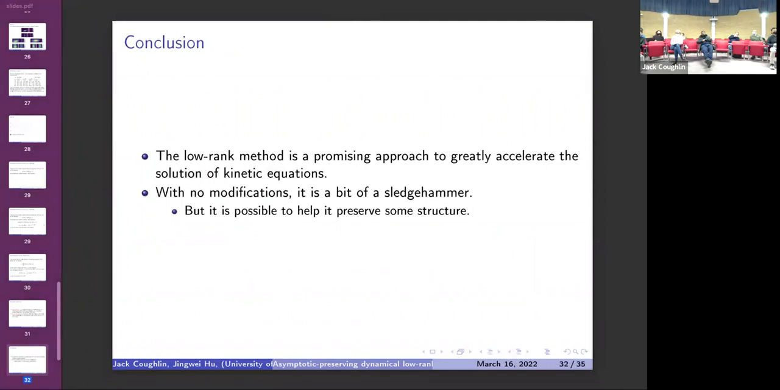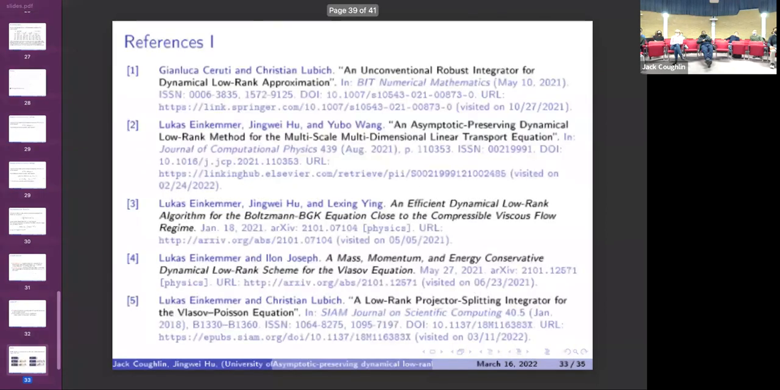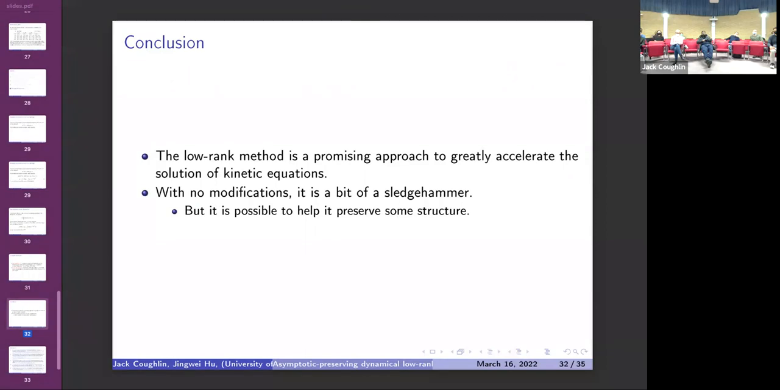Let's see. So just in conclusion, we think that this low rank method is a pretty promising approach to really accelerate the solution of kinetic equations. And you've got to be careful though, right? Jingwei likes to say that it's sort of like a sledgehammer, right? You just shove everything into this low rank form, and you've sort of forgotten all the structure of the equation along the way. But I think we're showing that it's possible to recover some of that structure as long as you're careful and analytical about how you construct the scheme. So yeah, that's my talk. Any questions?